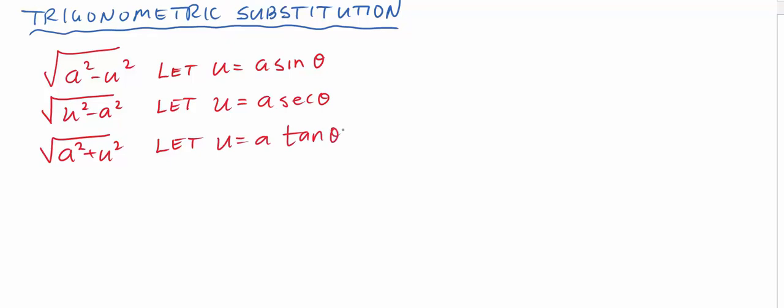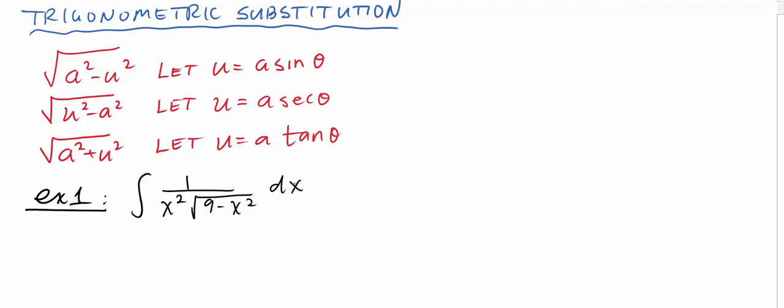Let's take a look at an example and see how this works itself out. Let's assume that you encounter the following integral, 1 over x squared times the square root of 9 minus x squared dx. If you look at the form, it looks like the first one we see there, a squared minus u squared, or a constant squared minus a variable squared. So we are going to look at a as equal to 3, and u is equal to x. According to what we said previously, we're going to let u equal a sine theta, which specifically is, in this case, x equals 3 sine of theta.